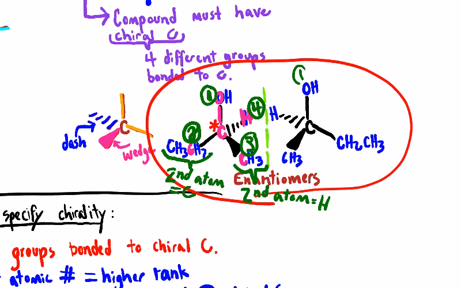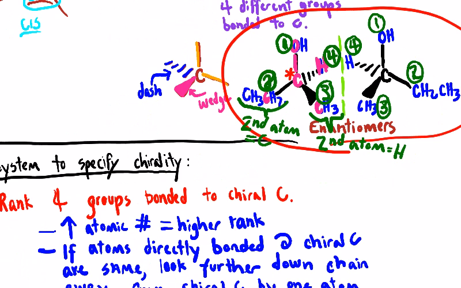The same system is used to assign these. So 1 is the hydroxy group because that oxygen has the highest atomic number. 2 is the ethyl group because the ethyl outranks the methyl group, because the second carbon in the chain there has a higher atomic number than if we were looking at the methyl group, which instead has just the hydrogens there, which have a lower atomic number. And then the fourth ranking group, the loser there, is that hydrogen atom. So we've ranked the four groups directly bonded to the chiral center of both of those two enantiomers.